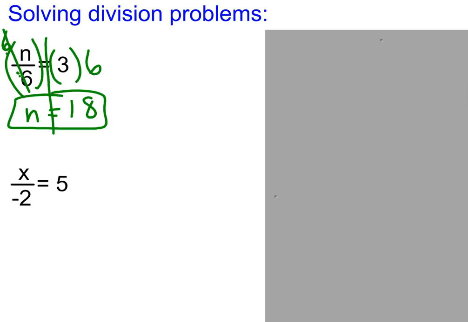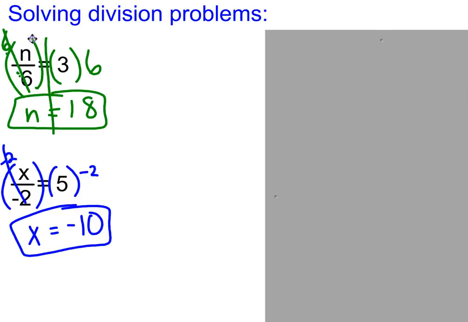In the problem below that, x divided by negative 2 equals 5. Same type of problem. You're going to want to multiply both sides because you are dividing. So you do the inverse of what's happening to the variable. So instead of dividing by negative 2, we're going to multiply by negative 2 to both sides. That will reduce that to a 1. So that gives us x equals, and 5 times negative 2 is negative 10.